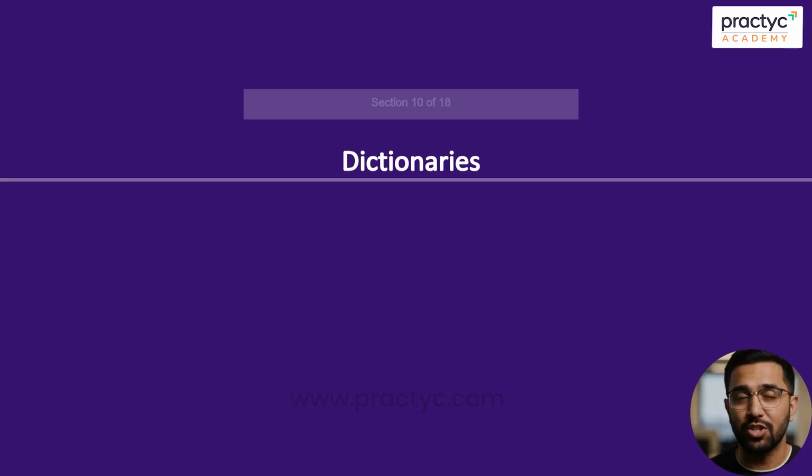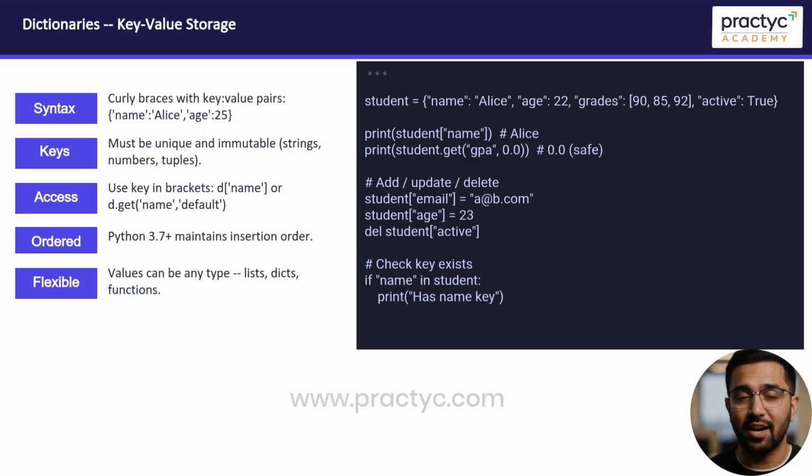Welcome to our discussion on dictionaries. We'll explore how they store key-value pairs, ensuring unique and immutable keys, and maintaining order in Python 3.7 and above. Dictionaries store data as key-value pairs using curly braces. Keys must be unique and immutable, while values can be any type.